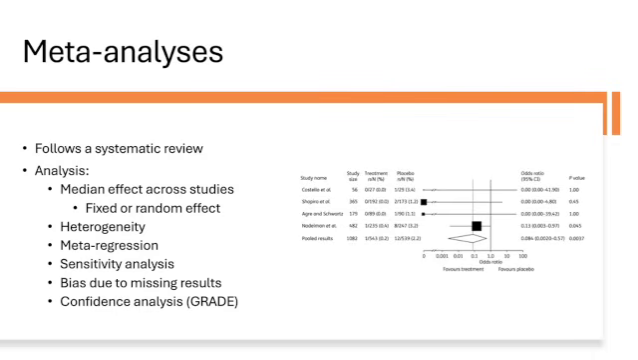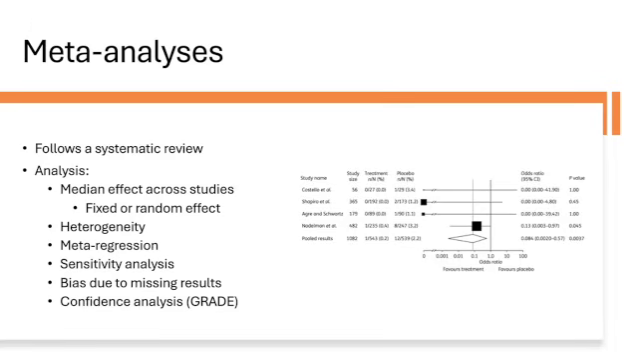A meta-analysis can but doesn't necessarily follow a systematic review. A meta-analysis requires a systematic review. Systematic review does not require a meta-analysis. The meta-analysis is looking for the median effect size across all studies. So it's going to look at a particular question, gather all of the information across all studies that have asked that question, and come up with an overall result.